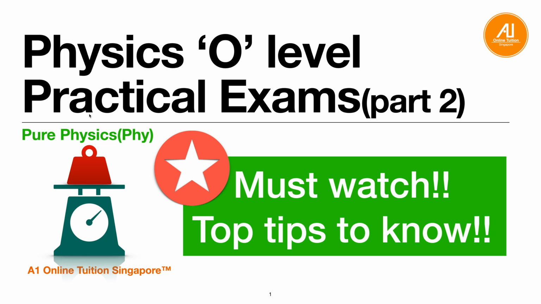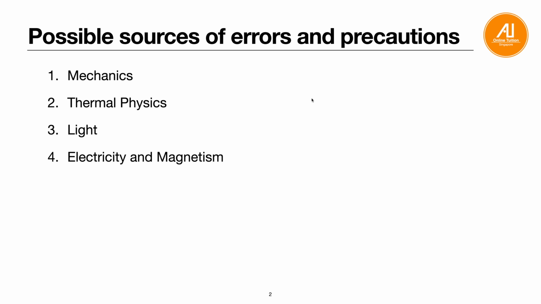Going through part 2 of the practical electricity for your O level. So, sources of errors and precaution. Namely, there are 4 types: your mechanics, meaning your forces, and then our moment. Next, thermal physics, light and electricity and magnetism. So, let's look at the first one.